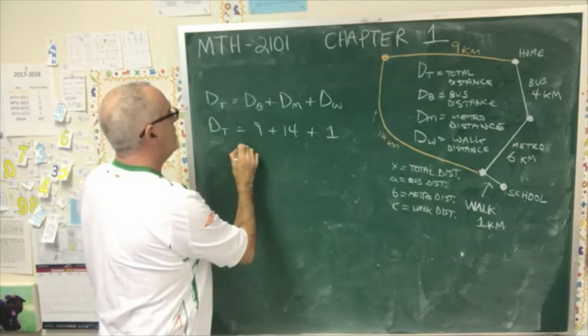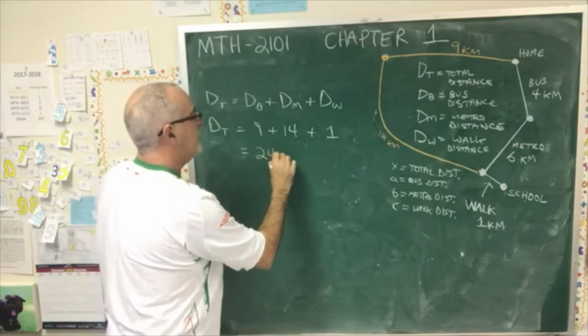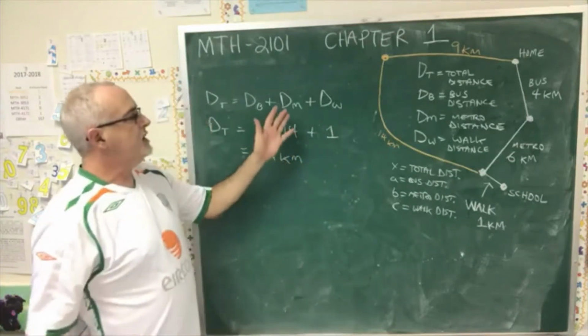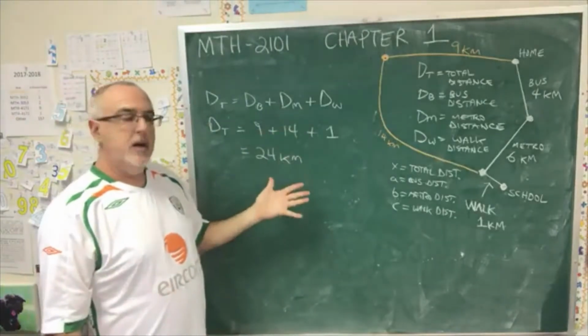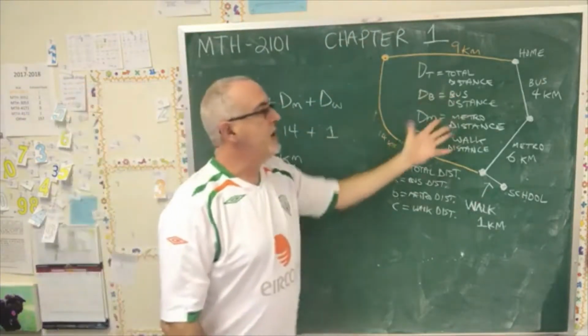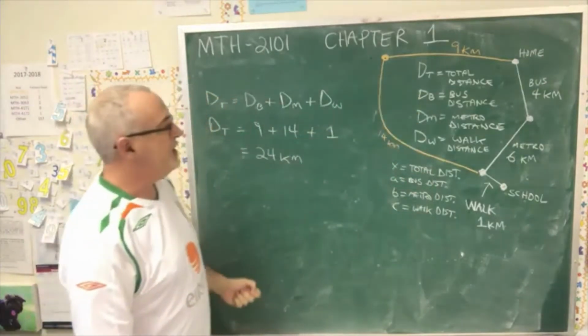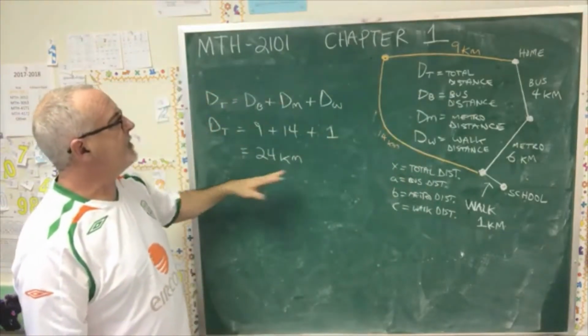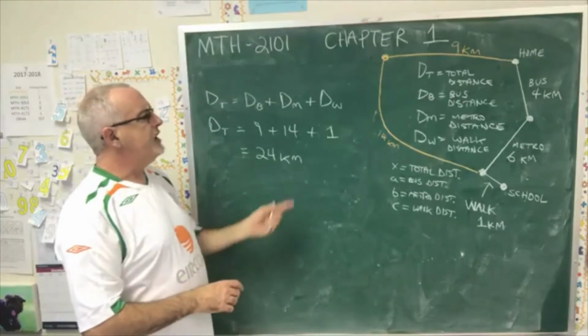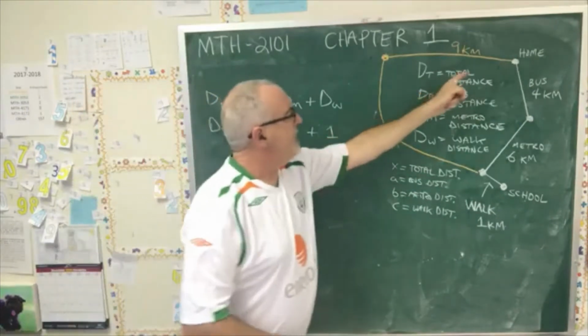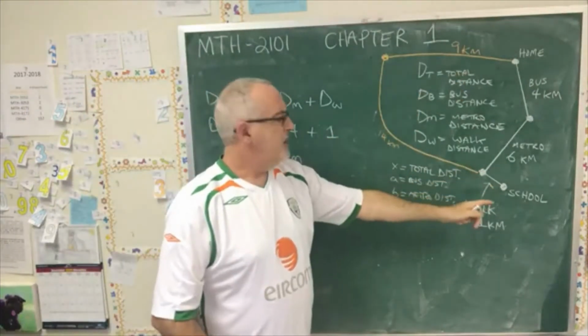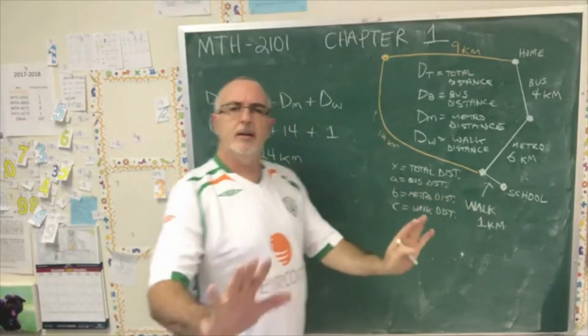And that means the total distance is going to be 24 kilometers. So this equation was flexible. We could apply it to more than one scenario within these similar situations. That's interesting. Another thing that's interesting here is that we can see that either way, I have to walk 1 kilometer.